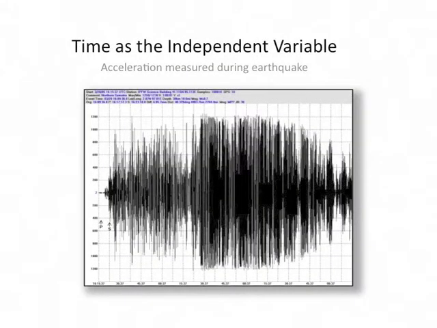So here's our first example of a signal. This is the acceleration measured during an earthquake, and so you can see the acceleration plotted versus time. So the independent variable here that's ordering the information is time.